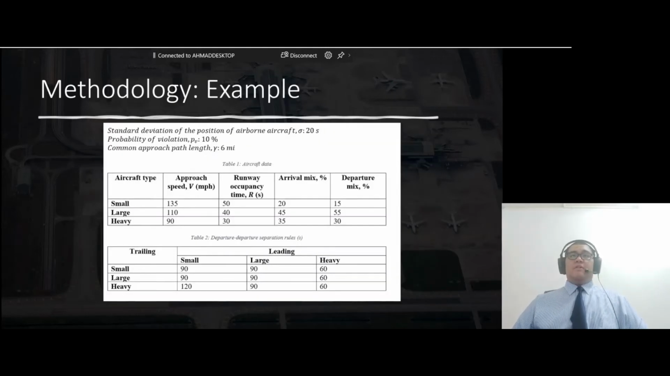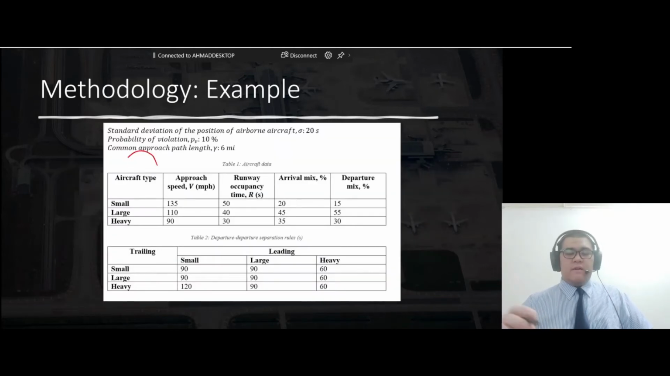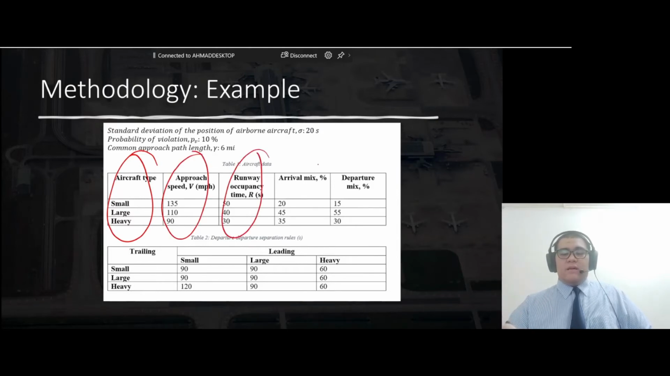So this is an example of a case. We have the standard deviation of the position of the airborne aircraft, delta, that is 20 seconds. We have the probability of violation, PV, that is assumed to be 10%. The common approach path length is 6 miles. And this is the aircraft data that we have. Here we have the aircraft type, the approach speed, and the runway occupancy time. Here we have the arrival mix, and here we have the departure mix.